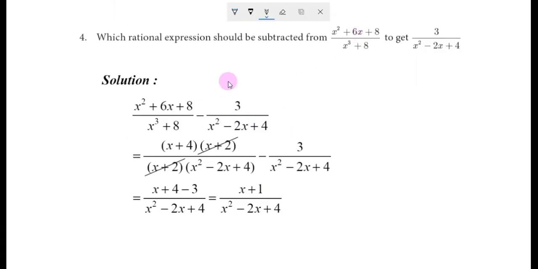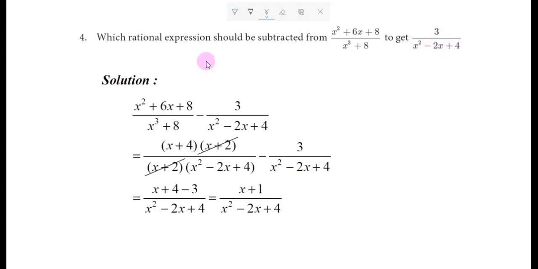Okay, now question number 4. Which rational expression should be subtracted from (x square plus 6x plus 8) divided by (x cube plus 8) to get 3 by (x square minus 2x plus 4)? Okay, look at what they ask. Which rational expression should be subtracted from this rational expression, (x square plus 6x plus 8) by (x cube plus 8), to get this answer, 3 by (x square minus 2x plus 4).